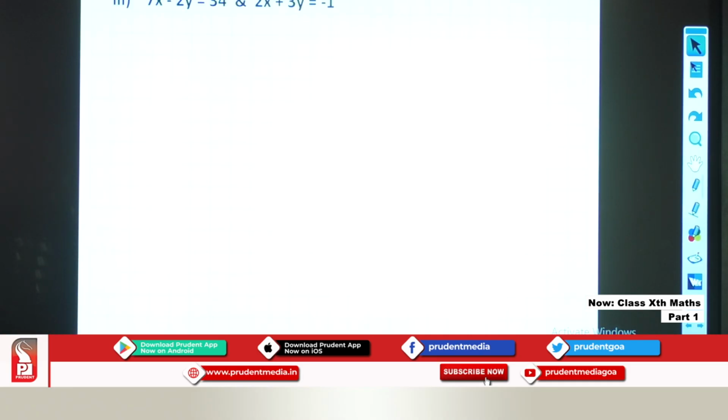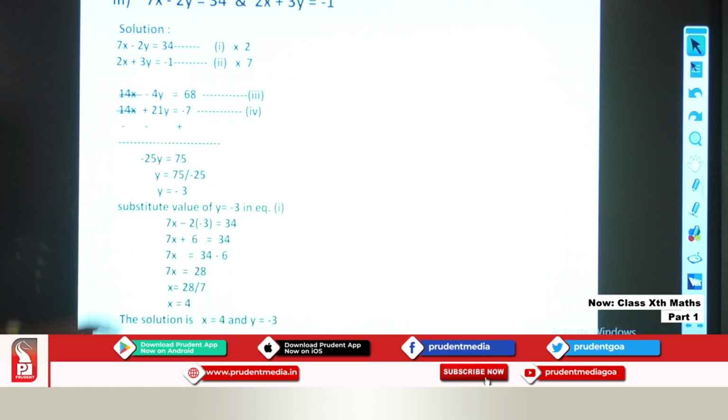Here is the third problem I have taken: 7x minus 2y is equal to 34 and 2x plus 3y is equal to minus 1. Now let us go for the solution of this problem. Here is the solution. Now we have 7x minus 2y is equal to 34 and 2x plus 3y is equal to minus 1. Here again, either you can take the coefficient of x or you can take the coefficient of y. Now here I have taken the coefficient of x, students, see here.